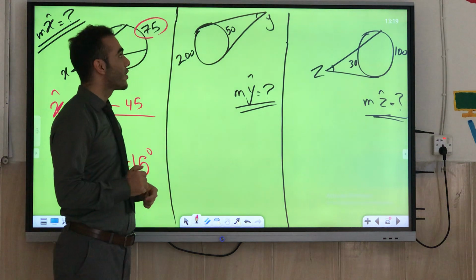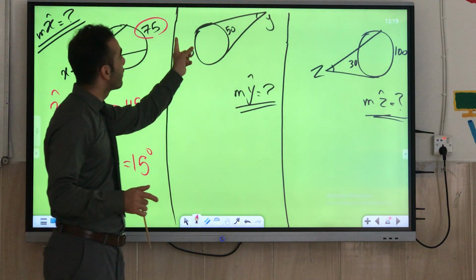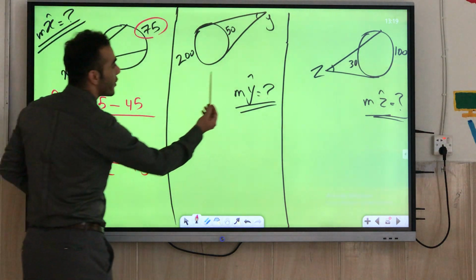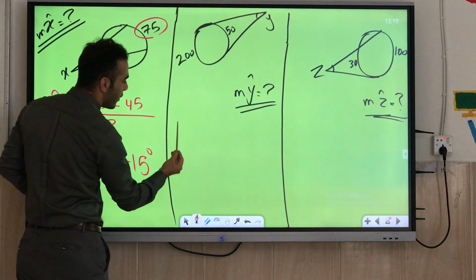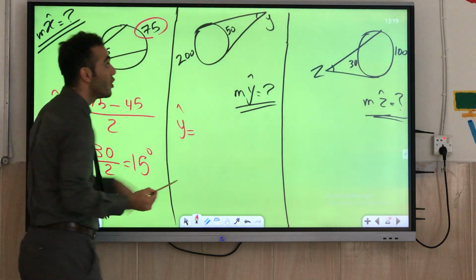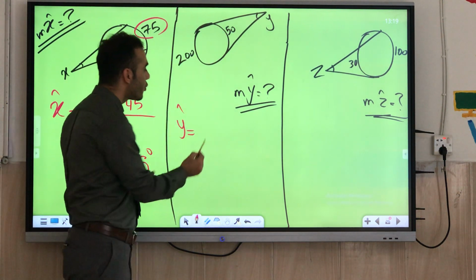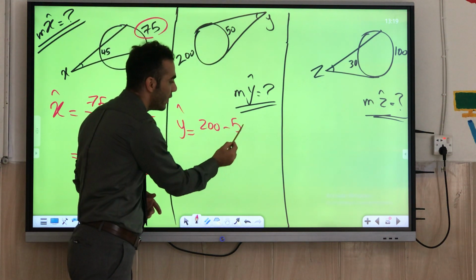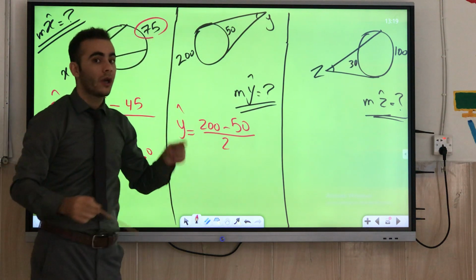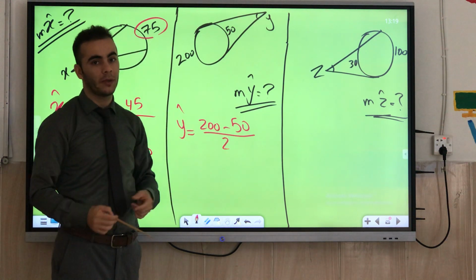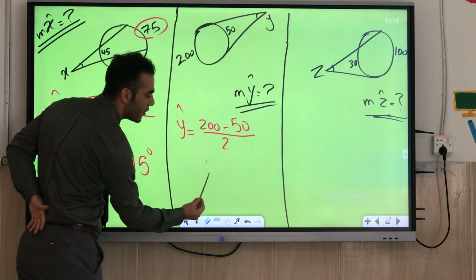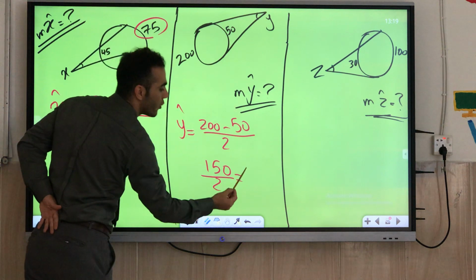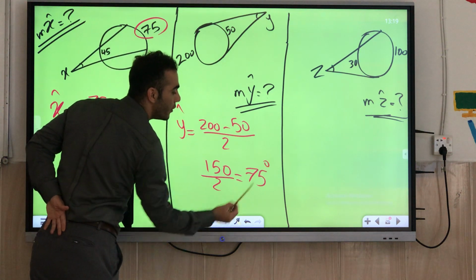The second case, we have got 2 tangents. Still, we are going to use the same formula. Here the exterior angle's name is y, and it is equal to the bigger arc, which is 200, minus the smaller one, 50, divided by 2. Guys, don't forget to divide by 2, please. So 200 minus 50 is equal to 150. Divided by 2, the measure of our exterior angle is equal to 75 degrees.